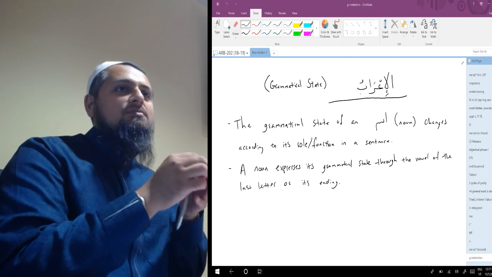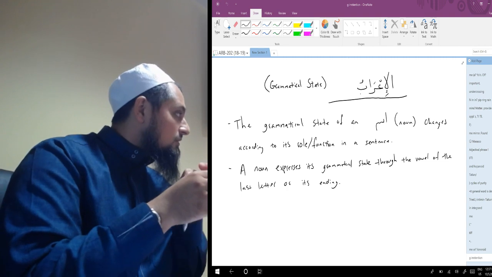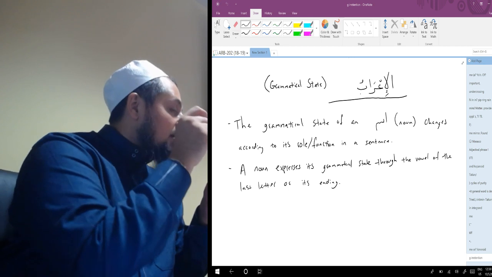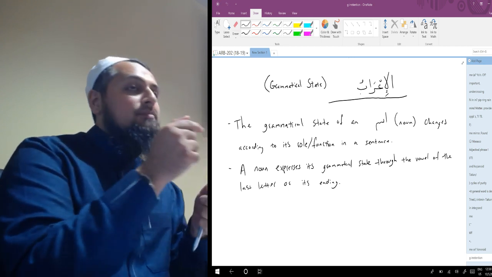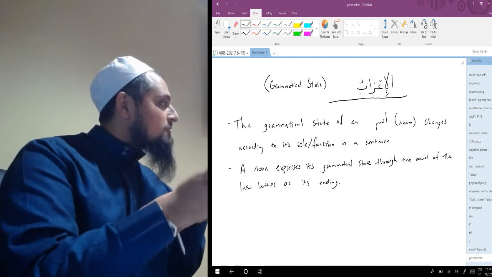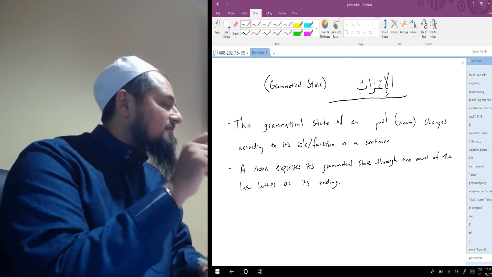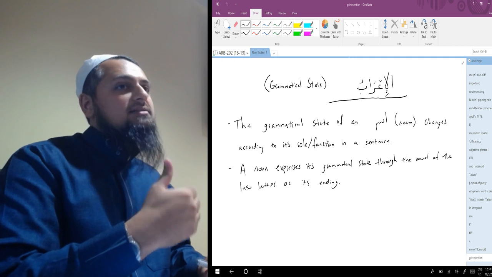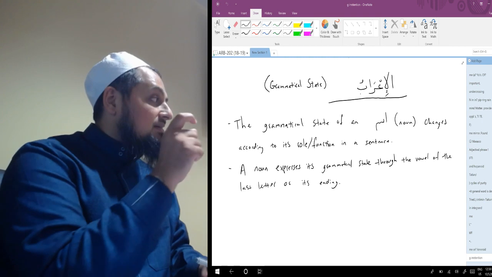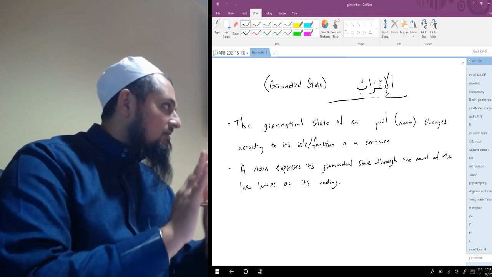Why and when is it going to be marfu'? Why and when will it be mansub? Why and when is it going to be majroor? That's what we're studying Arabic grammar for. But the concept is that depending upon the role or function, that grammatical state can change. And the way it expresses the grammatical state is through the last vowel on the word. The last vowel on the word is a sign, an indicator of what grammatical state the noun is in. Now, it could either be the last vowel or it could be a combination of letters, but we'll get there. For right now, let's just stick with vowels.